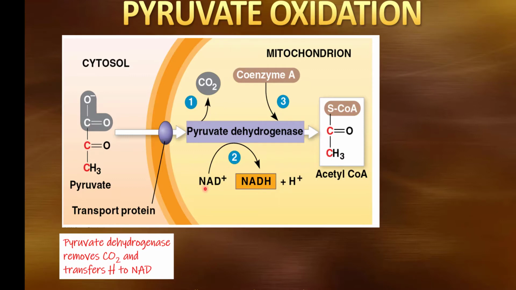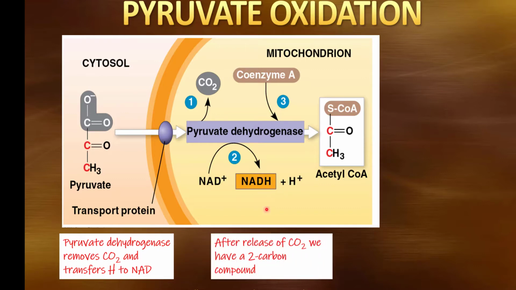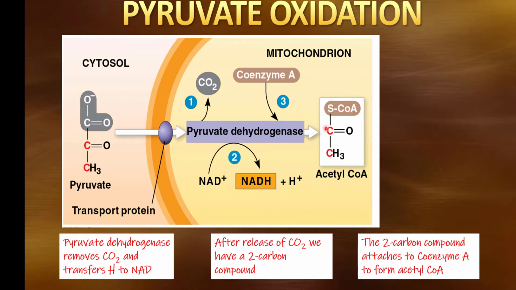And at the same time, we're also going to give a hydrogen to NAD to create NADH. Remember, this is an electron carrier that we can use later to generate ATP. So after we release the CO2 from our 3-carbon compound, we're left with a 2-carbon compound. Then we attach that 2-carbon compound to coenzyme A to form our acetyl-CoA. The acetyl group is this 2-carbon group, and now acetyl-CoA has it attached to coenzyme A.